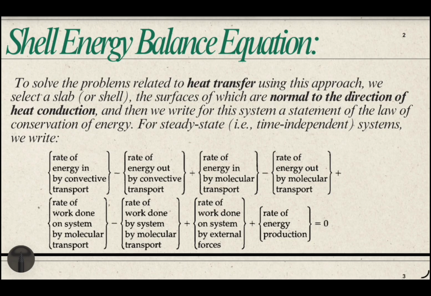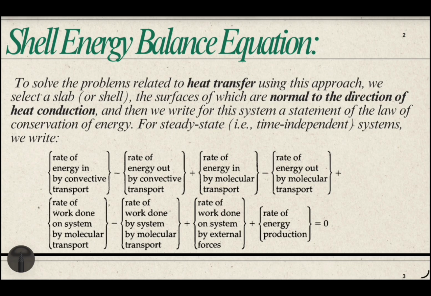What this equation states is the rate of energy in by convective transport into the system minus the rate of energy out by convective transport, that is, out of the system. So this term considers the convective form of energy. Then the second two terms consider the molecular transport, that is, rate of energy in by molecular transport minus rate of energy out by molecular transport. Then the rate of work on the system by molecular transport minus the rate of work done by the system. This is the rate of work on the system, this is work done by the system. So here the work done term is considered.